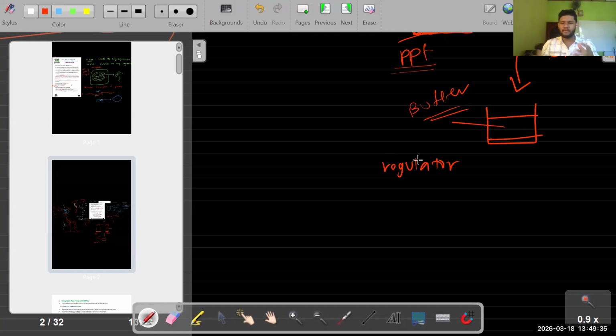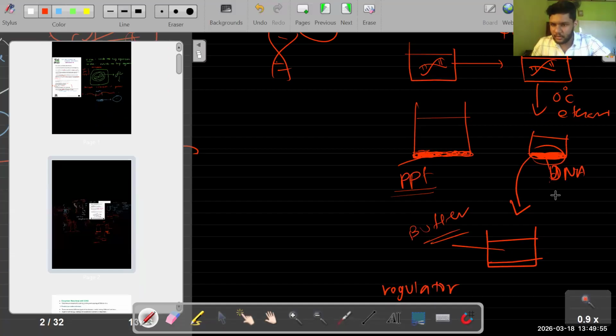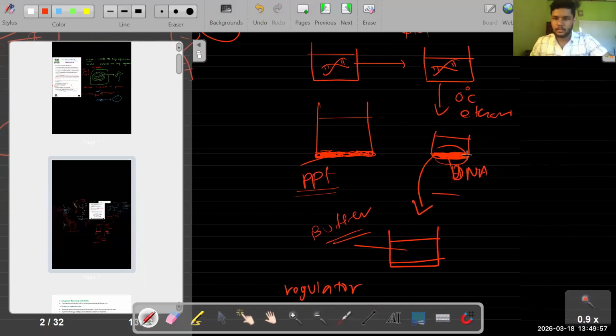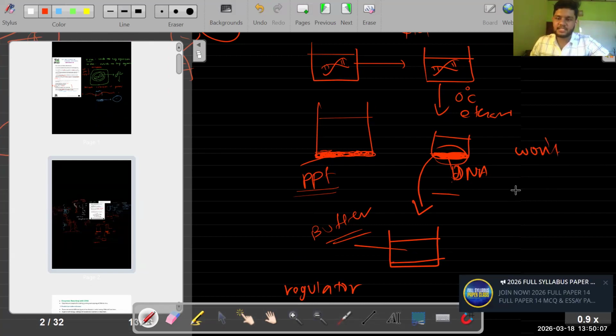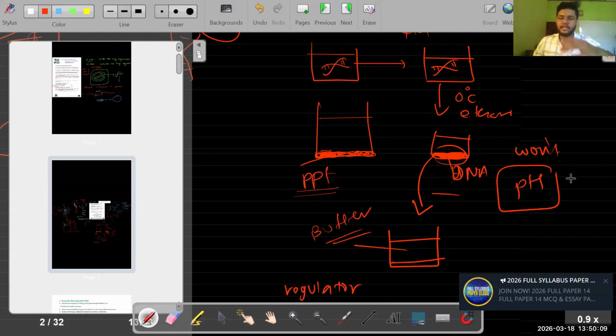Now here, just think: the DNA we extracted. What have we done? We have taken the DNA, we have removed the protein complexes, we have removed the contaminants, and we have dissolved it in 0 degrees ethanol and then in buffer. After dissolving in ethanol, do you agree? Now, can you tell me, can you answer this question? Won't there be any pH changes?